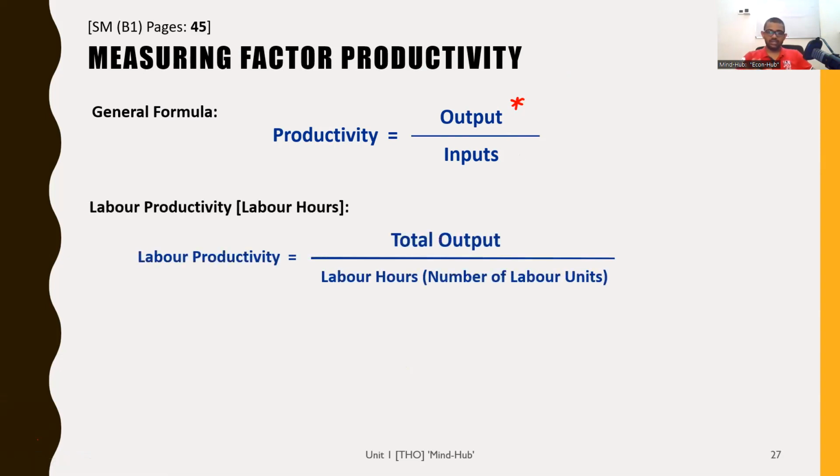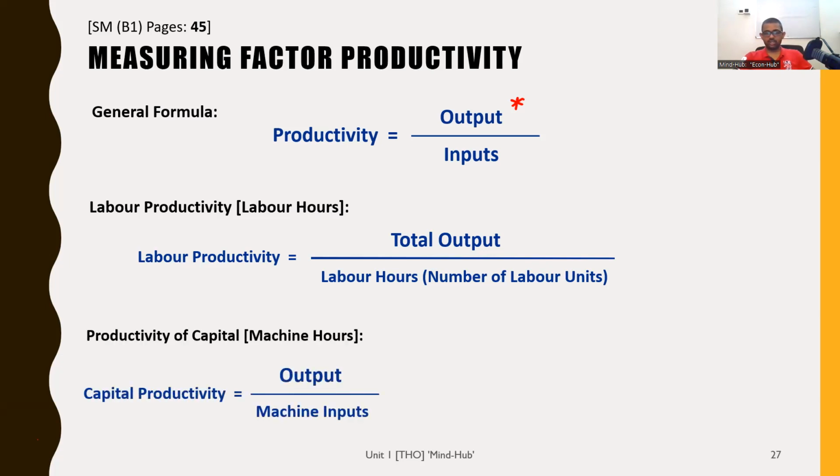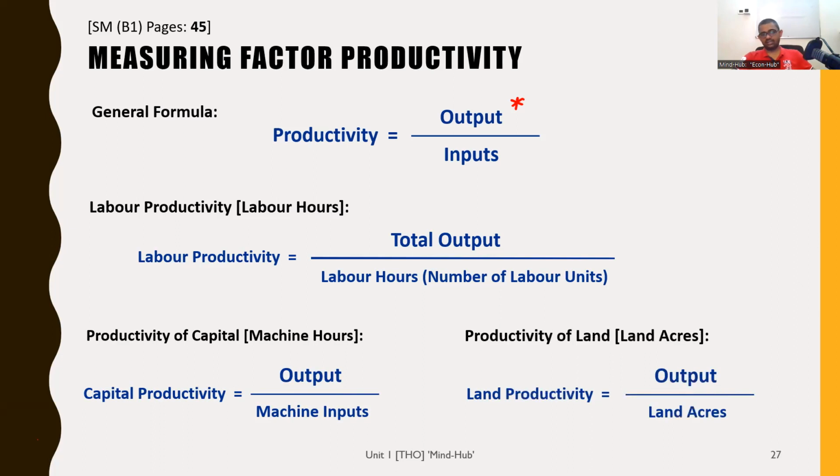If we measure labor, you guys need to quickly write the formulas. If we measure labor productivity, we say total output divided by the number of labor hours. If it's capital, we say machine input, or machine hours sometimes. If it's land, we say land acres. So this is how we measure productivity for each factor of production. Generally, productivity is output divided by inputs.